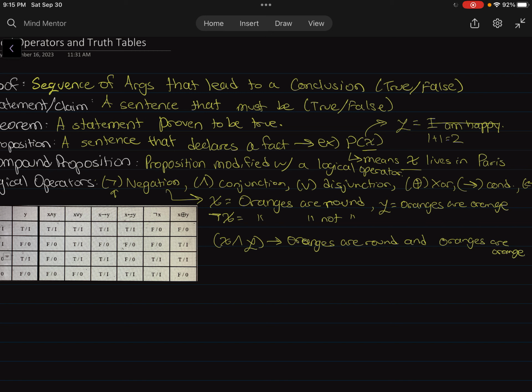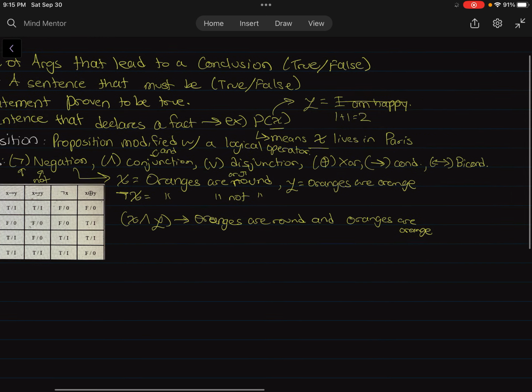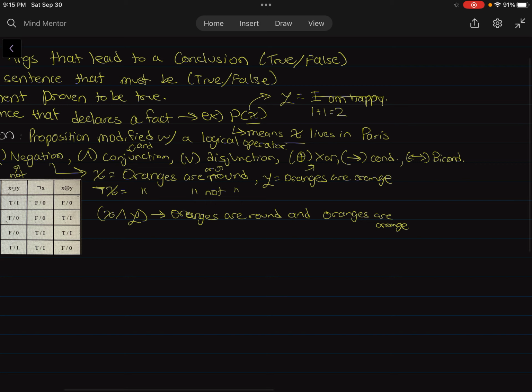Right, so basically this means not, this means and, this means or, this means exclusive or, as in it can be only one or the other. So in English we could write either or, right? So either A or B, either X or Y has to be true, but not both, right? And then we have our conditional, which is if then, and our biconditional, which is if and only if, right?